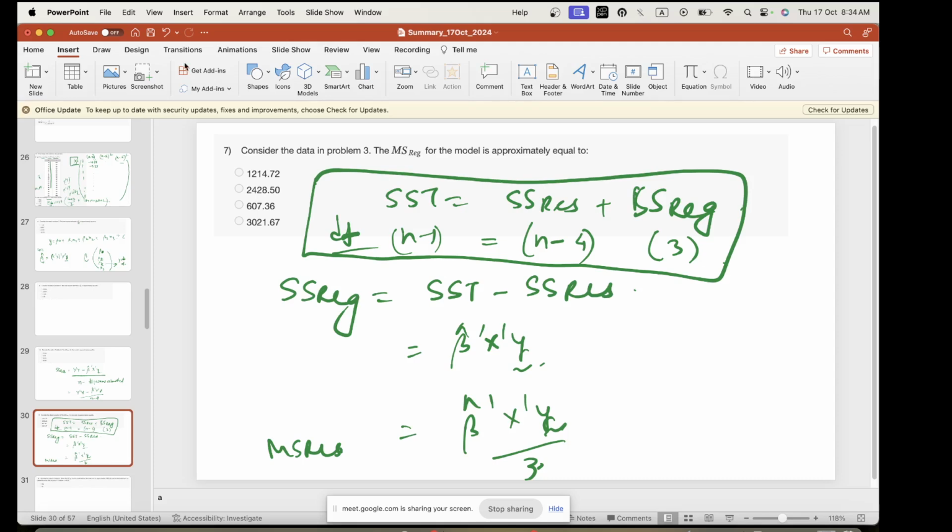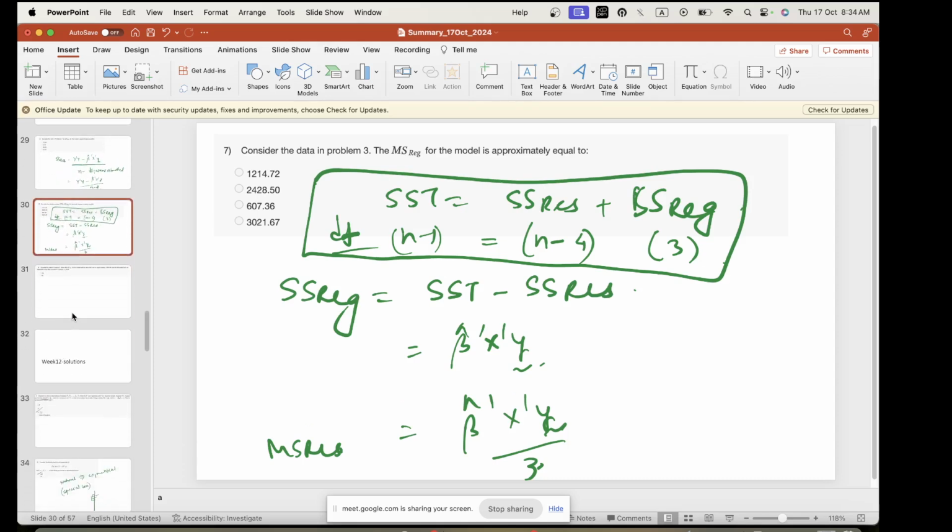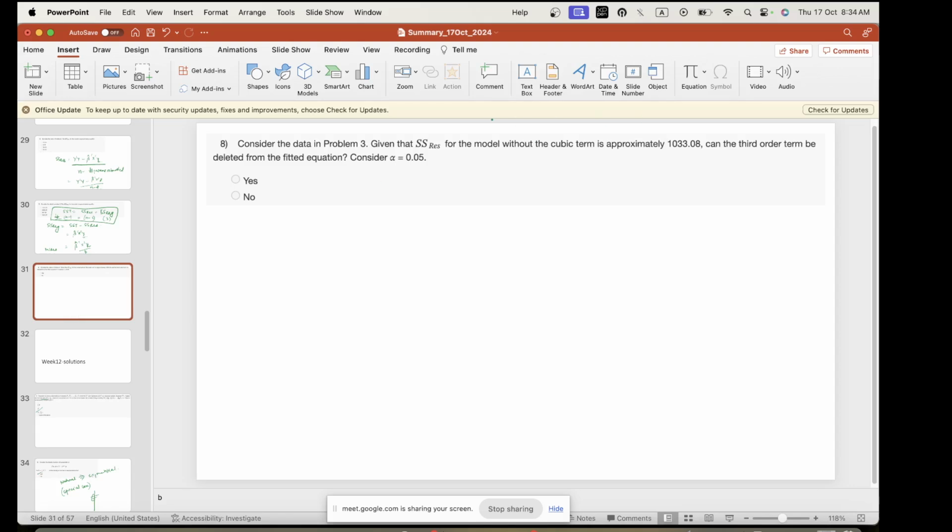Is it okay? Yes, ma'am. Okay, so the last question is this: given that SS residual for the model without the cubic term is approximately this, can the third order term be deleted from the fitted equation? So here H naught is what? Beta 3 equal to 0.